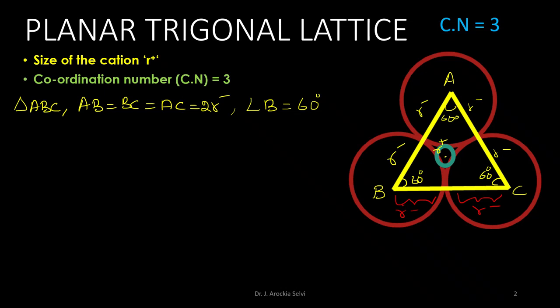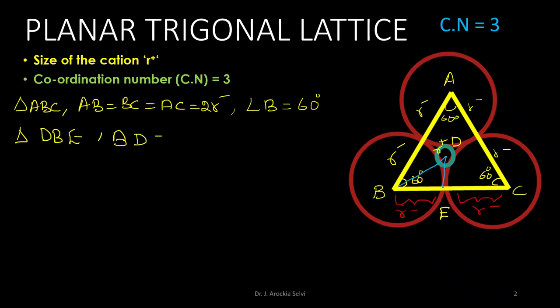Then we need to calculate the radius ratio R plus by R minus, so we have to take into account the cation. We draw a line through B that touches the cation, and then make a triangle. This becomes D and here it will be E. Now, triangle DBE.